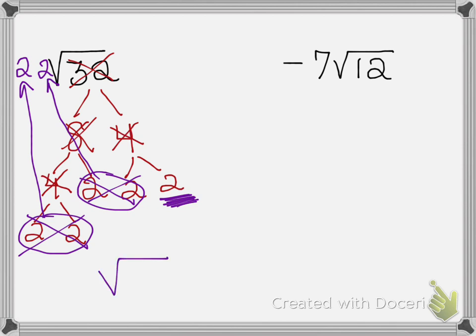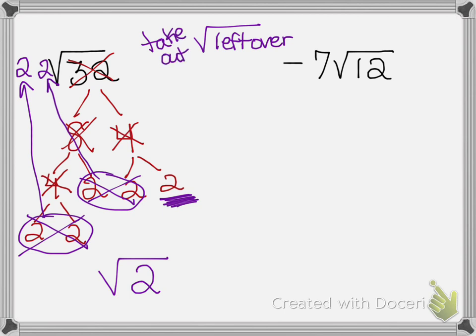My leftover will go under the radical. I'm going to go ahead and write this up here. Your leftovers stay under your radical. And whatever you take out goes in front of the radical. Now, I took out a 2 and another 2. If you take out more than one number, you multiply them. So 2 times 2 gives me 4. So this will be my answer.